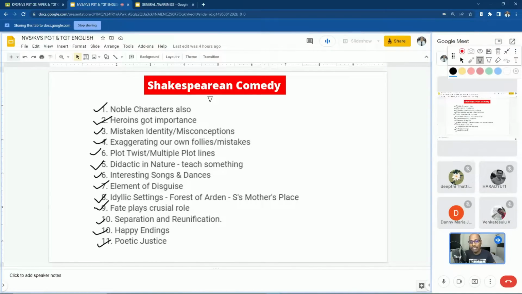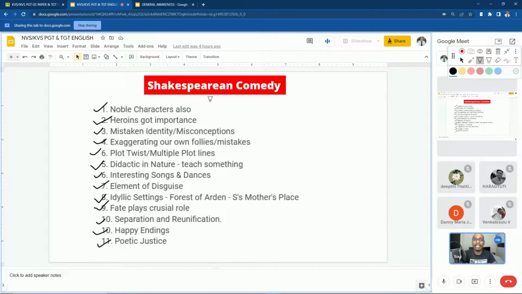Whereas in Shakespearean comedy, Shakespeare allowed commoners, normal or ordinary people, to even pass comments and criticize the actions done by the dukes, noblemen, and all those people. Those were the fools or jesters who had the courage to play with those noble characters. And in Shakespearean comedies, heroines play the most important role and dominate. So feminists like Shakespearean comedies more than Shakespearean tragedies. And then mistaken identity or misconception: the characters don't know who is standing in front of them, with whom they are talking. That is mistaken identity or misconception. And then exaggerating our own follies and mistakes, not in a very serious manner, but in a kind of humor. And then there will be so many plot twists, and multiple plot lines are part of Shakespearean comedies.